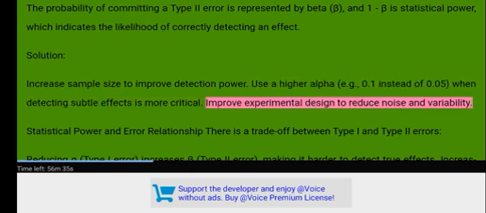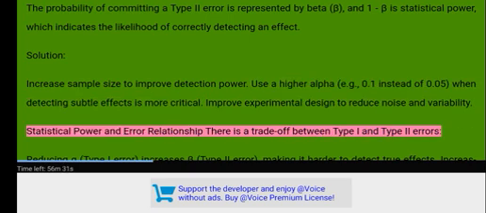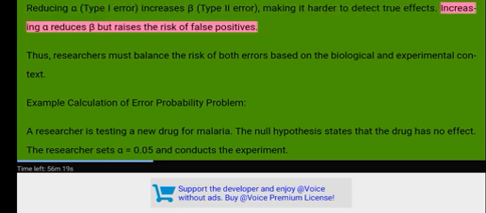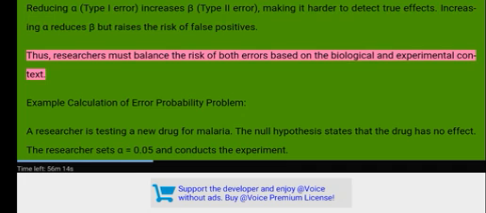Improve experimental design to reduce noise and variability. Statistical power and error relationship. There is a trade-off between type 1 and type 2 errors. Reducing alpha, type 1 error, increases beta, type 2 error, making it harder to detect true effects. Increasing alpha reduces beta but raises the risk of false positives. Thus, researchers must balance the risk of both errors based on the biological and experimental context.